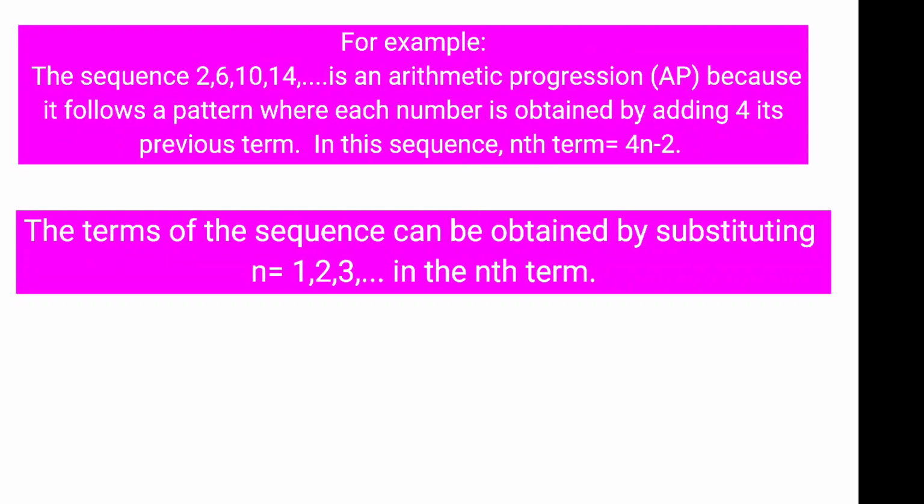There is a possibility to derive a formula for the nth term. For example, the sequence 2, 6, 10, 14 is an arithmetic progression or AP because it follows a pattern where each number is obtained by adding 4 to its previous term. In this sequence, the nth term equals 4n minus 2. The terms of the sequence can be obtained by substituting n equals 1, 2, 3 in the nth term.